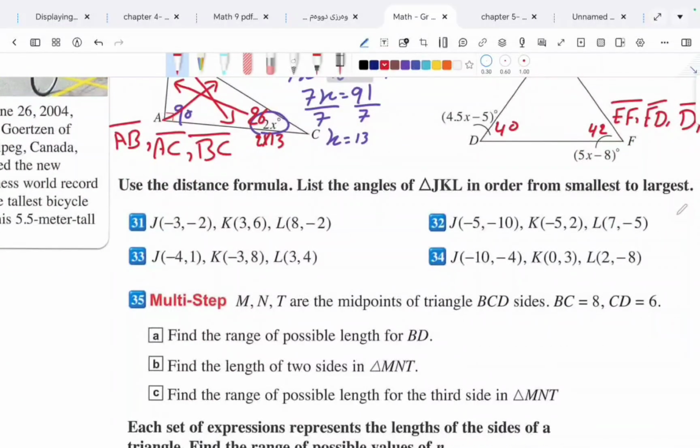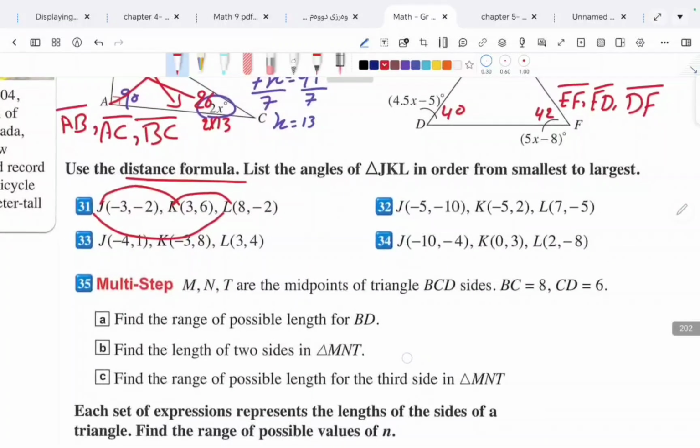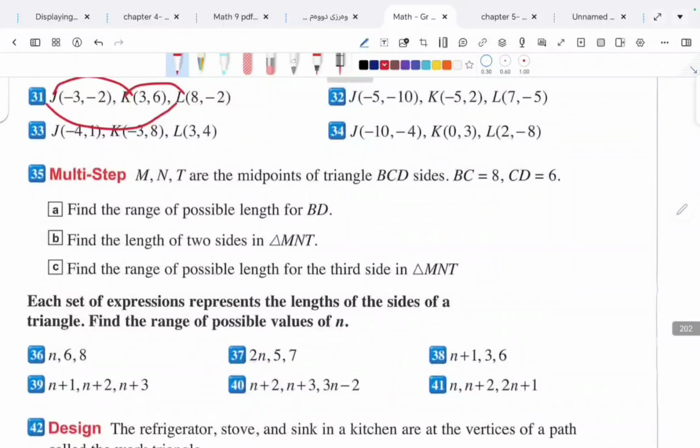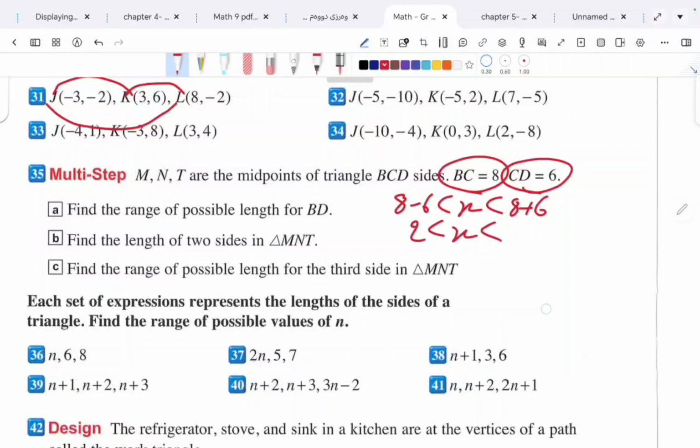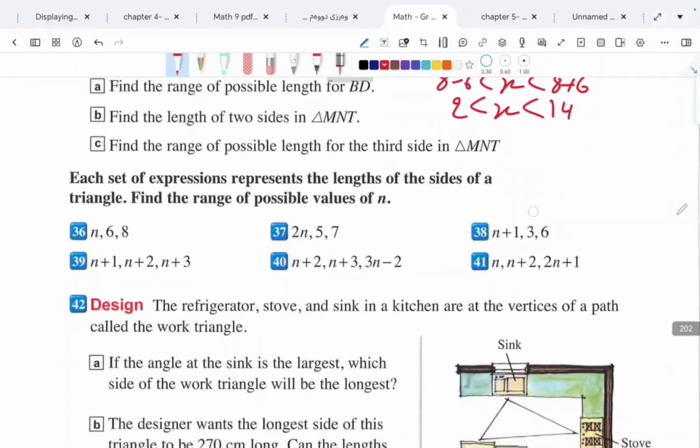In this case, they ask for what? Find the distance using the distance formula, just like case 2. Okay, find the distance between JK, then find the distance between KL, then find the distance between JL. Okay. Even this one, BC and CD, it's given. So just subtract them and add them. When you subtract them, it will be 2. When you add them, it equals 40.